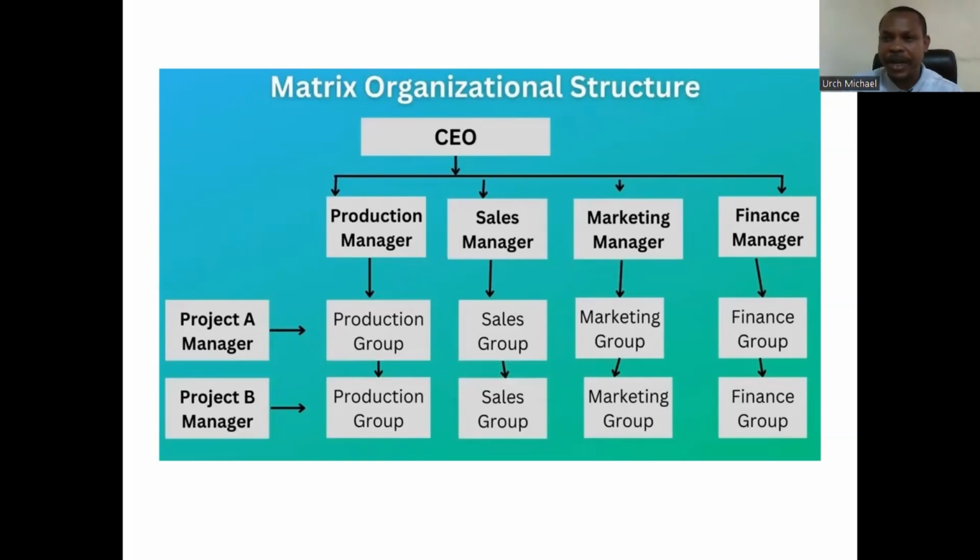Again, I want to make it very clear. When you hear the word functional managers, we simply talk about what? The head of sections, head of departments, head of specialized departments. The head of production, the head of sales, the head of marketing, and all that. So these are functional managers.